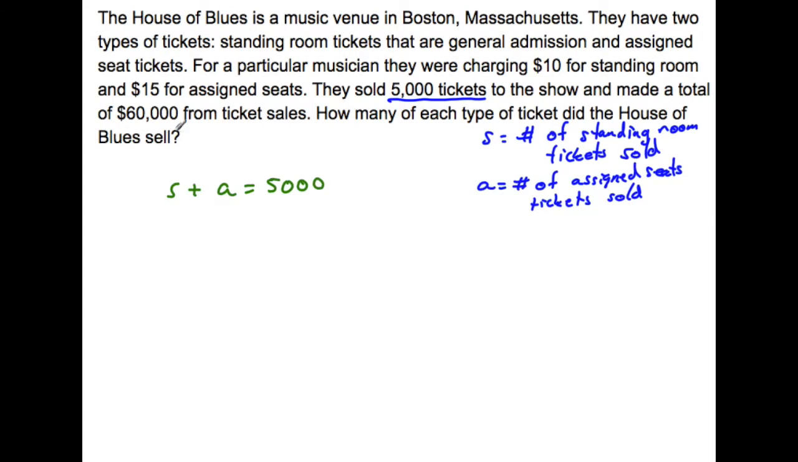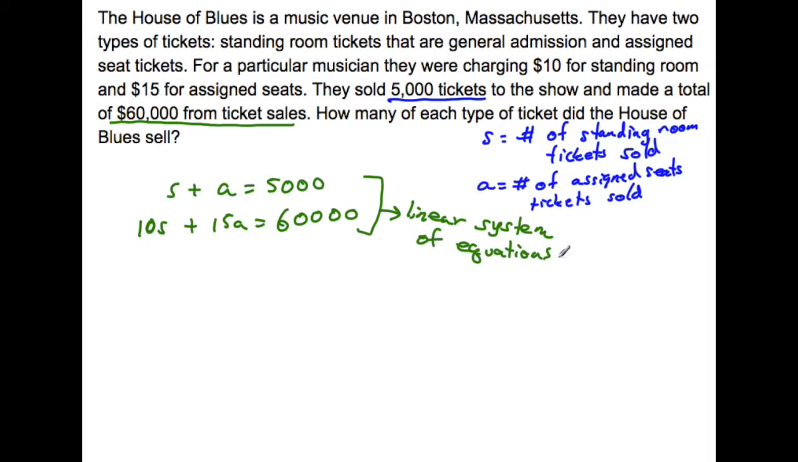Now my second equation has to come from the money. I know that a total of $60,000 was made from ticket sales. All right, so $10 for standing room, so I'm going to say the total amount of money made off standing room tickets is 10 times S. And then the total amount of money made off assigned seats is 15 times A. If I add those two together, I'm going to get the total sales, $60,000. Okay, so this here is my linear system of equations.